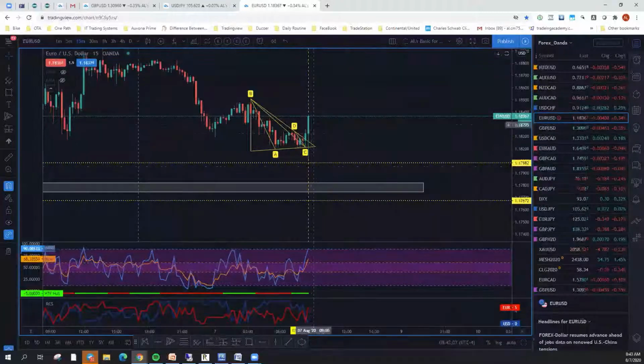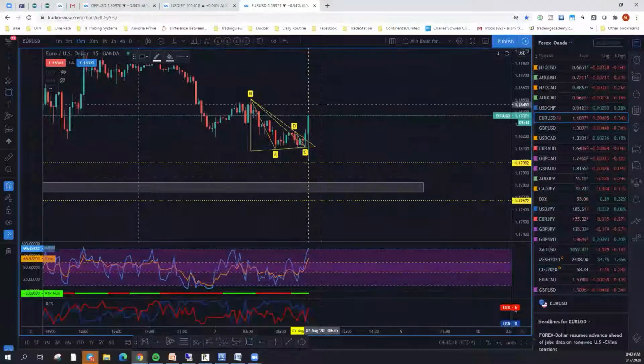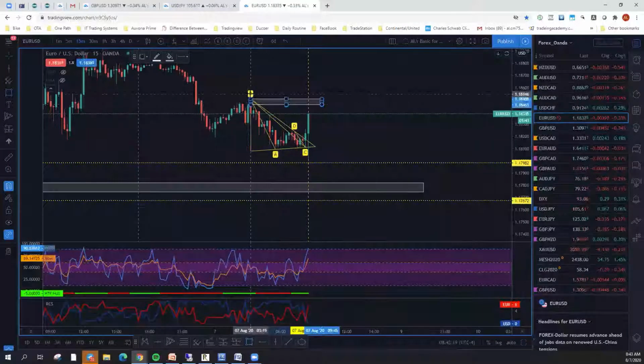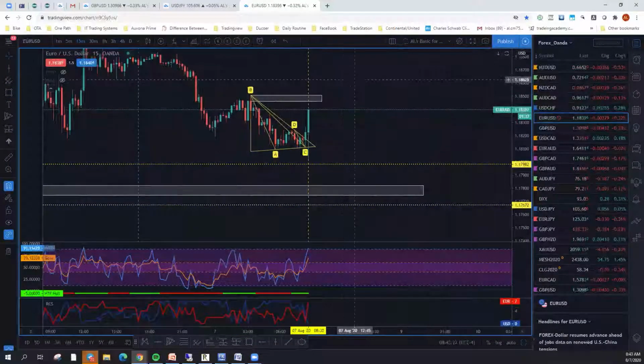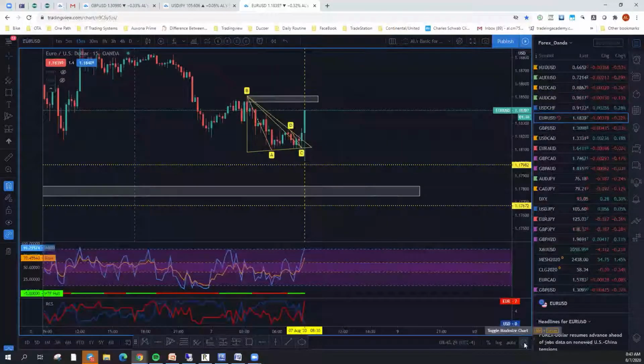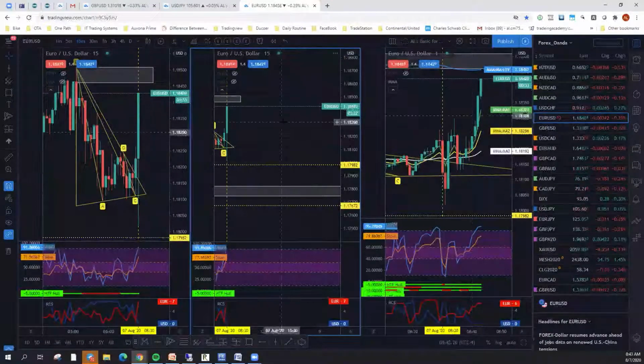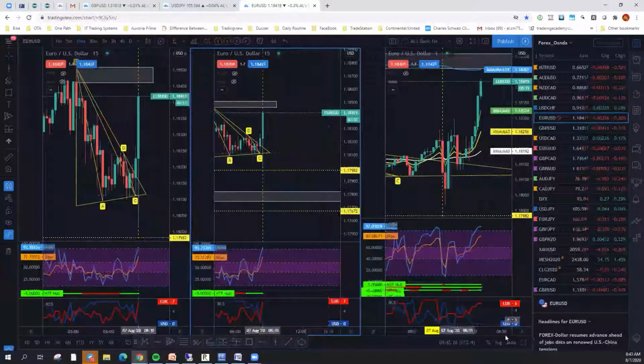But remember that big strong wick down. So this is going to be the target area that we'll be looking at, right up in this area. I'm just going to let this one go, and we'll see what it does. The 15-minute chart. Let's go over to a lower time frame and see if it respects that.